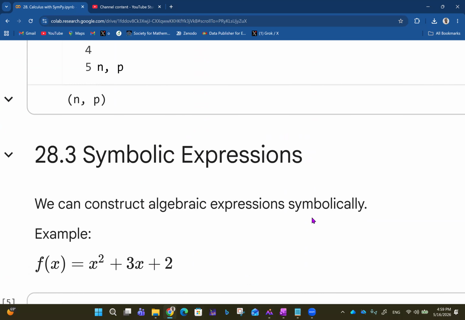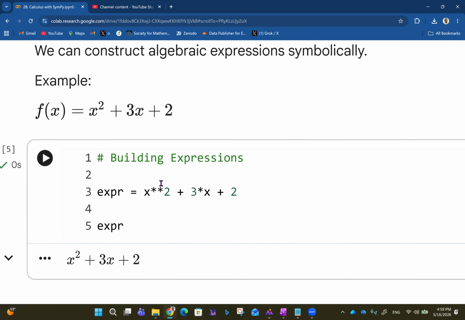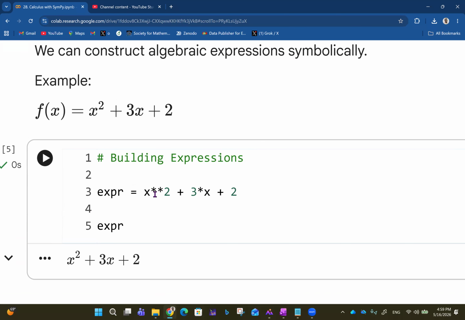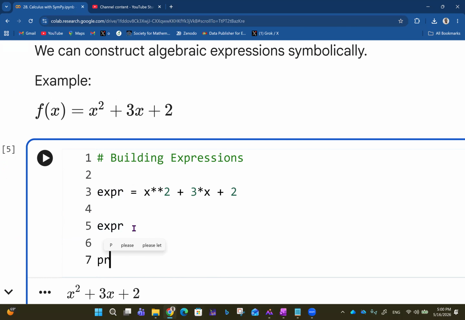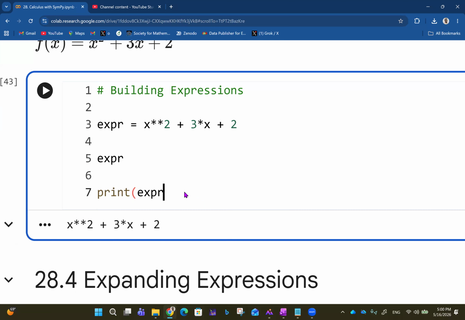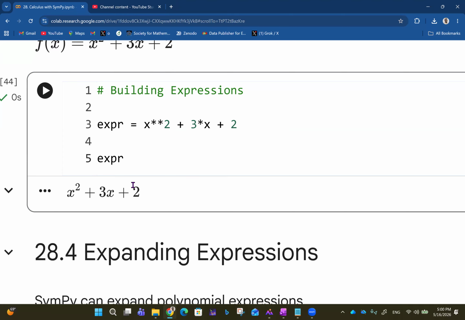We can construct algebraic expressions symbolically. For example, f of x equals x squared plus 3x plus 2. How do you do that? The expression is x**2 plus 3*x plus 2. If you just write the expression, you get x squared plus 3x plus 2. If you print it, it comes out in another form. If you say print expr, it's not as beautiful as when you call it directly. This one gives you x**2, which is not as good as when you just call expr on its own, and it looks neat the way it should.